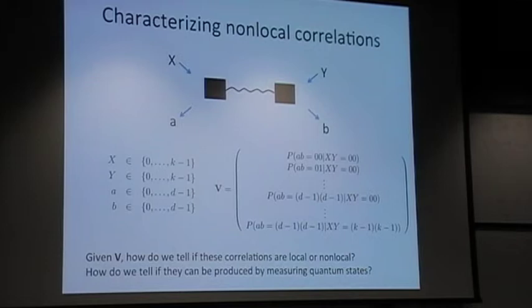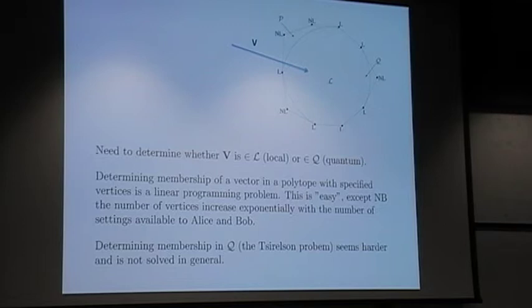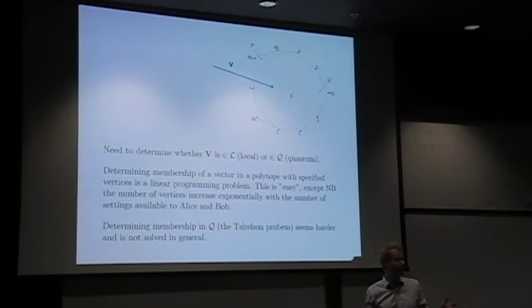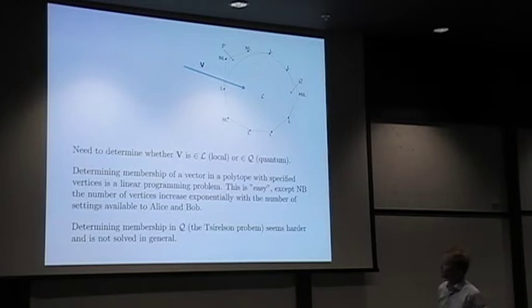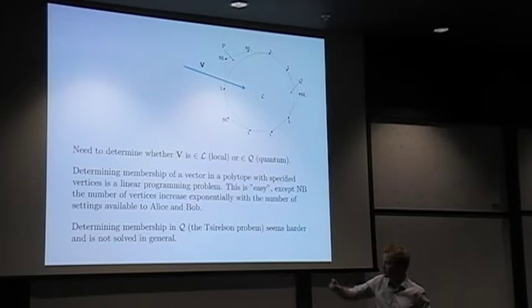So, just a reminder of what we were doing. Given this vector V, how do we tell if the correlations are local or non-local? And how do we tell if they can be produced by measuring quantum states? Well, this reduces to the problem of determining whether this vector V is contained in the local polytope or whether it's contained in Q, the quantum set. Determining membership of a vector in a polytope with specified vertices is a linear programming problem. Linear programming problems are usually thought of as efficient or easy in some sense, except that in this case, the number of vertices our polytope has increases exponentially, for example, with the number of settings available to Alice and Bob. So there's a certain sense in which, as we generalize the scenario, it gets exponentially more difficult. Determining membership in the set Q, this sort of generalized Tsirelson problem, seems harder and is not solved in general.